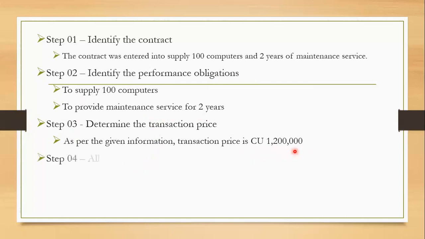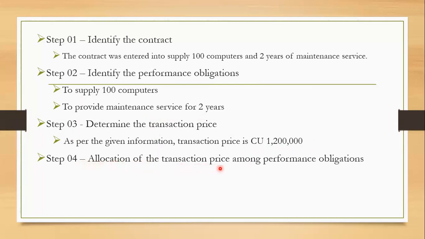Having determined the transaction price, let's move to the next step, allocation of the transaction price among performance obligations. Now we have identified the performance obligations. We have determined the transaction price. Now we have to allocate this transaction price among these two performance obligations. How are we going to perform this allocation? That is a very important part.